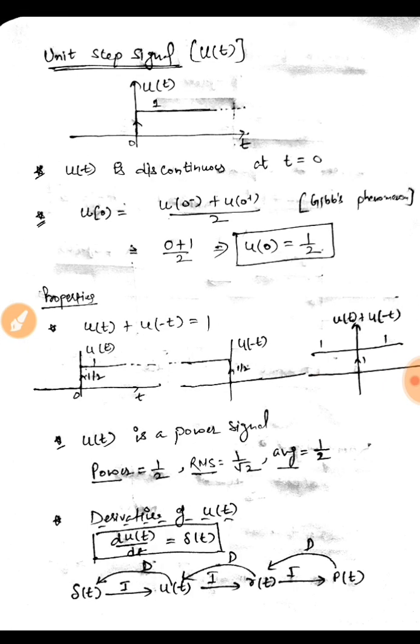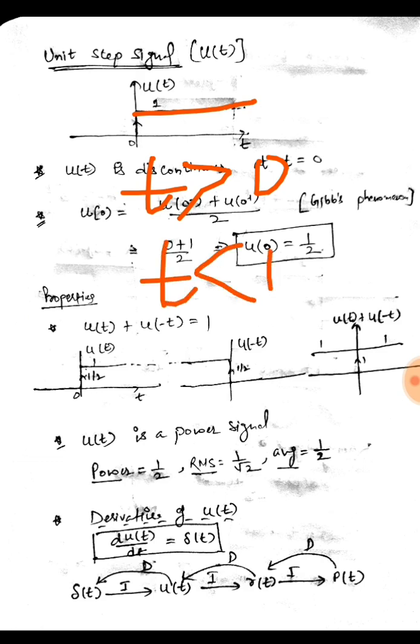Now the next function is the unit step signal, u(t). It is denoted by u of t. This function is 1 for t greater than 0, that is, the amplitude is 1 for t greater than 0, and for t less than 0 it is 0.